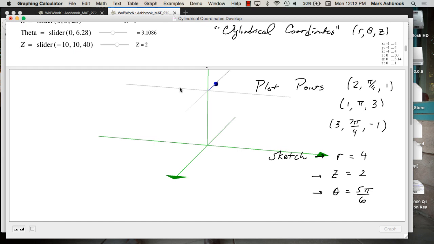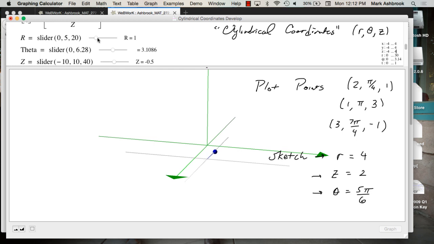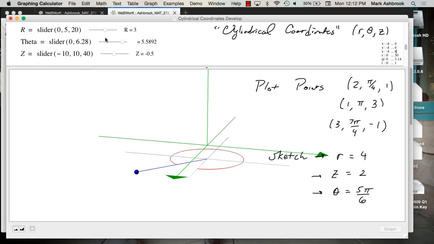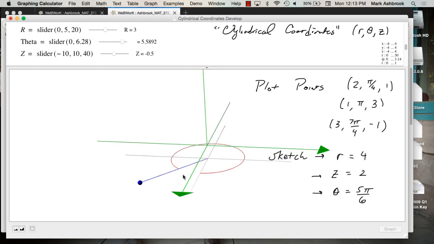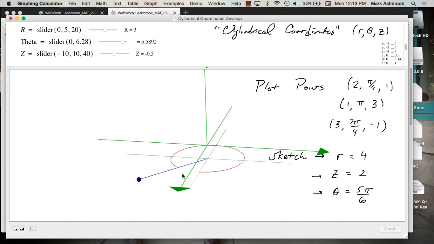3, 7 pi over 4, negative 1. So where's that? That's below the xy plane. 7 pi over 4 is around here somewhere. And 3, so further away like this. So we're 1 beneath the xy plane. Angle 7 pi over 4, 3 away. So r is like the horizontal distance from the z-axis, right? R is like the horizontal distance away from the z-axis.